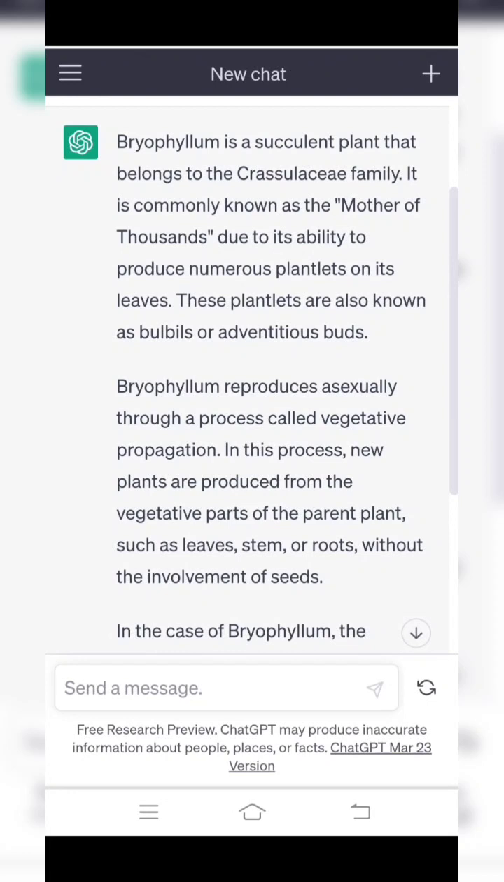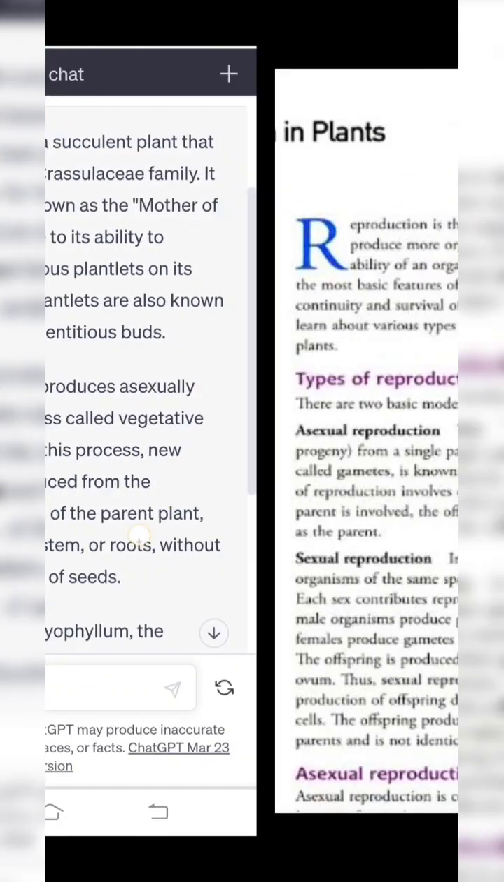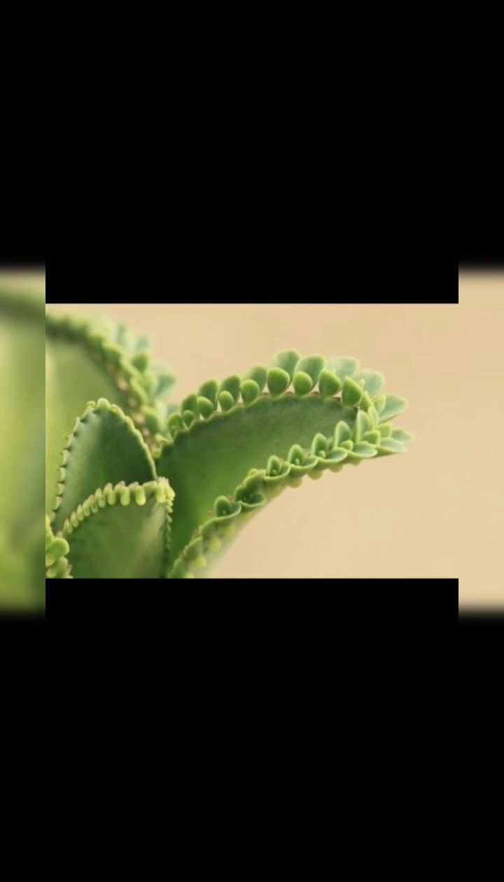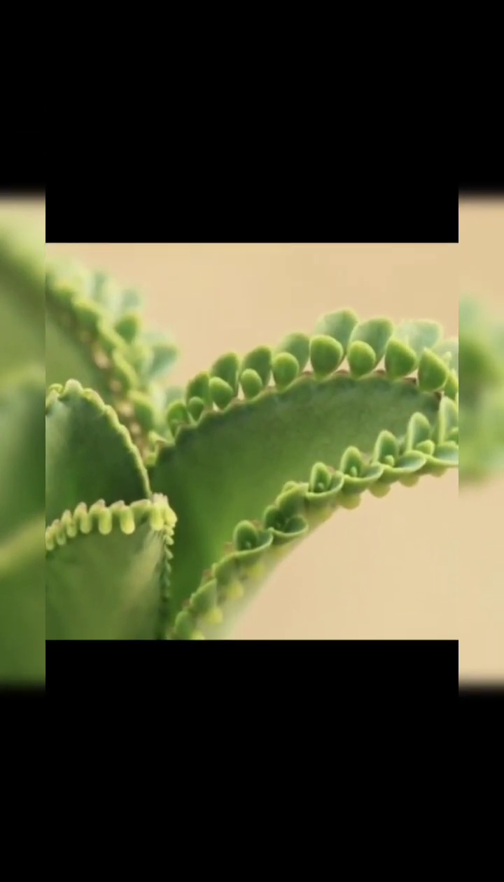When we observe the Bryophyllum plant propagating through the leaf buds, we can observe that it gives birth to new plants at a time, many in number. That's why it's called mother of thousands. Even in ChatGPT you have information related to the Bryophyllum plant. So this is how a Bryophyllum leaf appears.